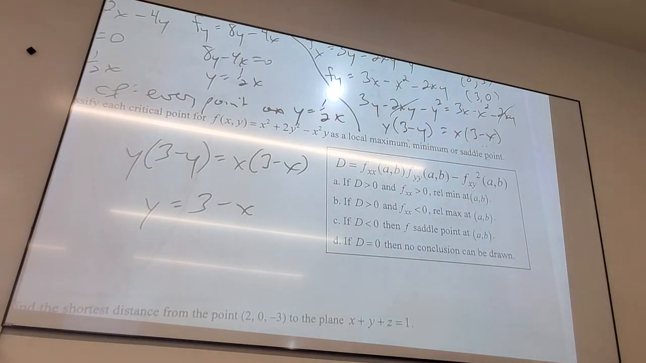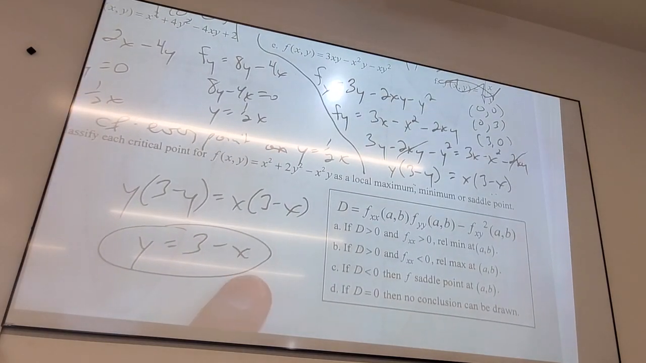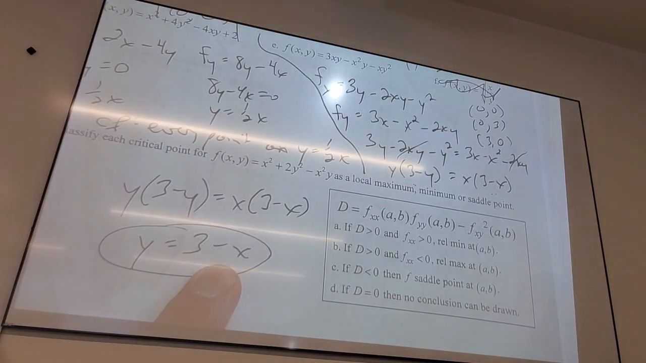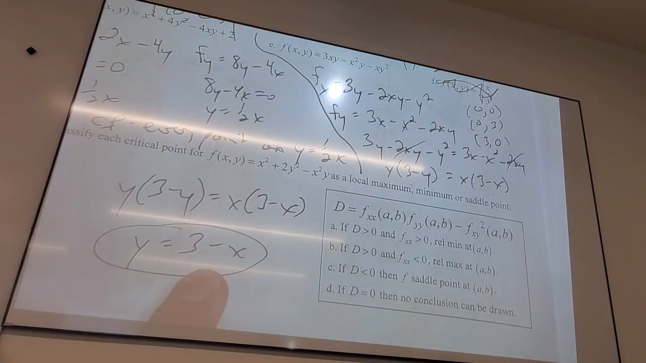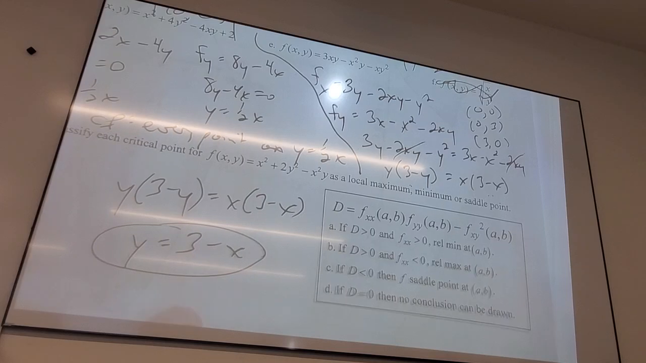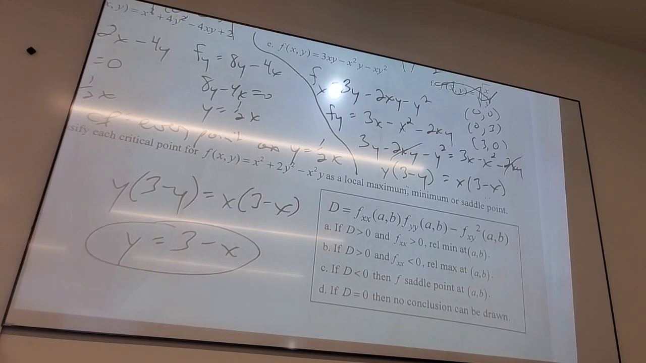Okay. So how do I check if every point on here works? And what's one point on here? Isn't one point on here 3, 0? Isn't that what we found? Isn't 0, 3 also on here? No. So instead of checking an infinite number of points, how do I check to make sure this makes fx and fy 0?